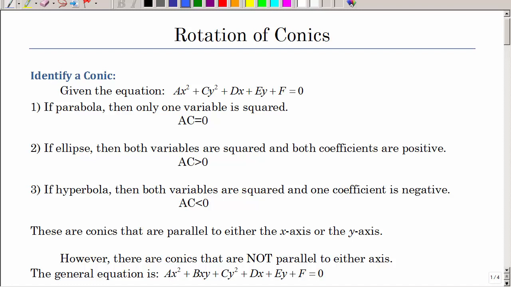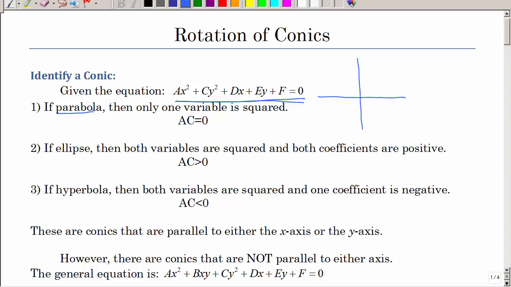We will continue our discussion of conic sections by rotating their axes. So far, we have looked at conic sections that have a general equation like this, and all of their axes have either been parallel to the y-axis or parallel to the x-axis. Let's go through how we could identify the conic sections from their general equation.